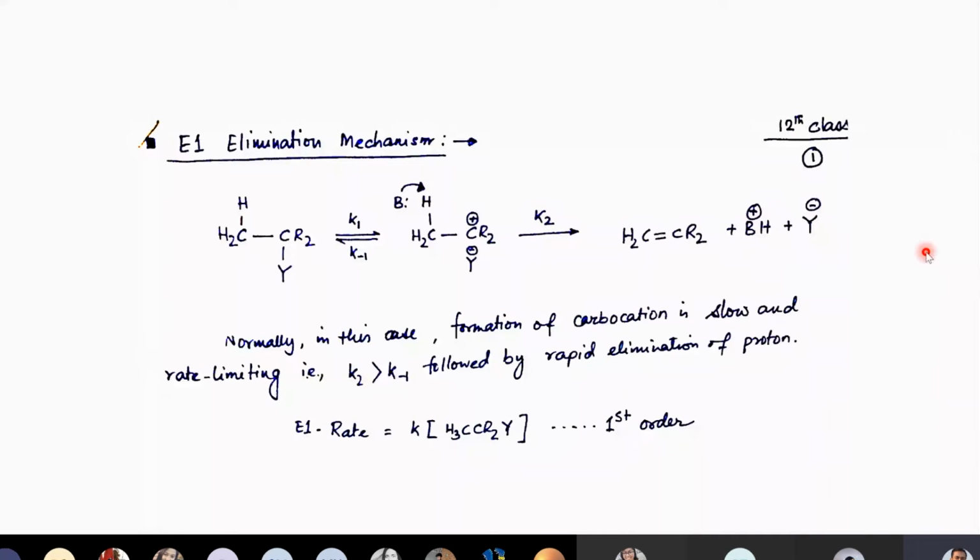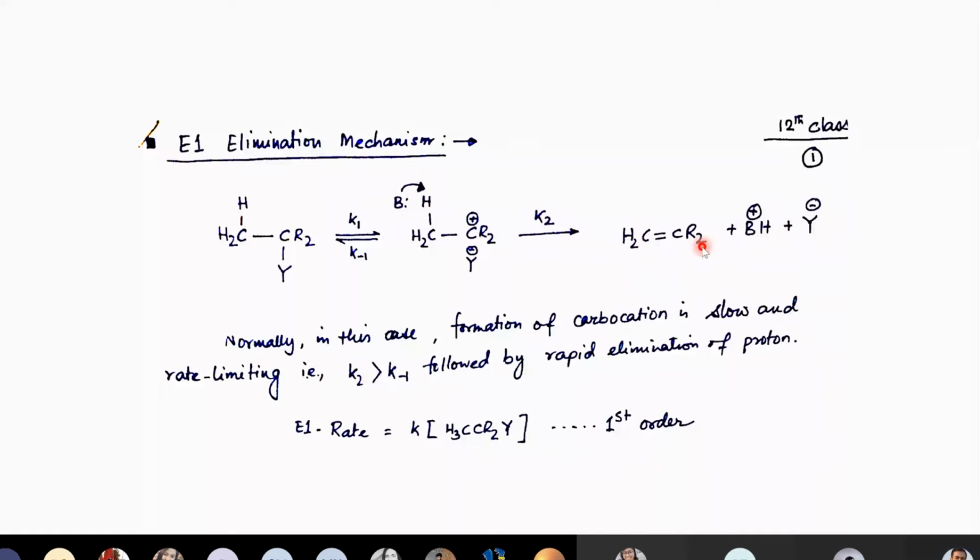Okay, so now let's talk about this E1 elimination mechanism. So in this case, we take the same substrate, and then first, as we said in E1 elimination, the Y would leave as Y minus, and it generates a carbocation intermediate. Okay. Then in the second step, the base would take up this proton, and then you get this olefin.